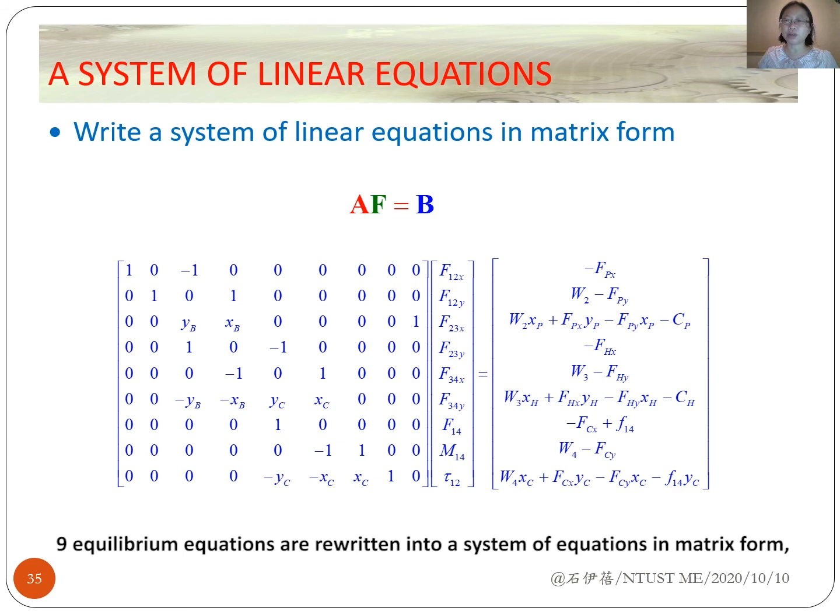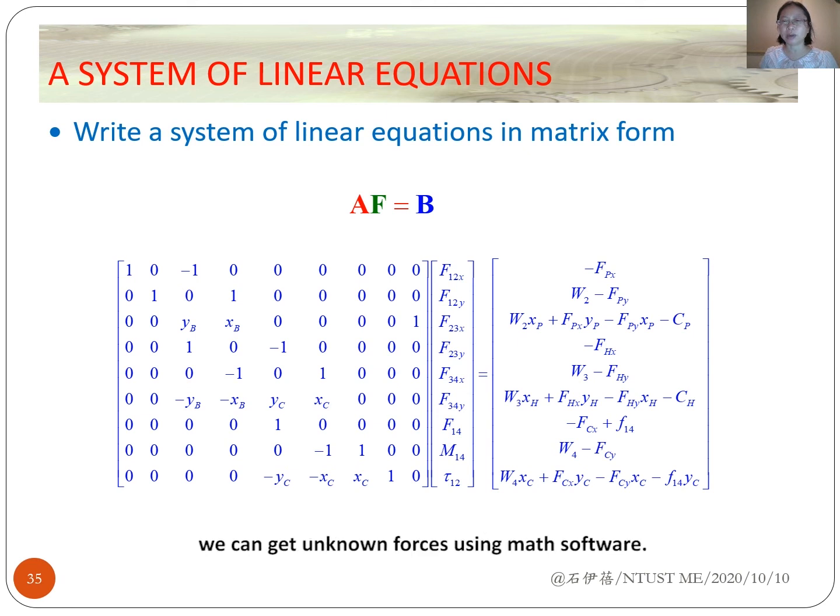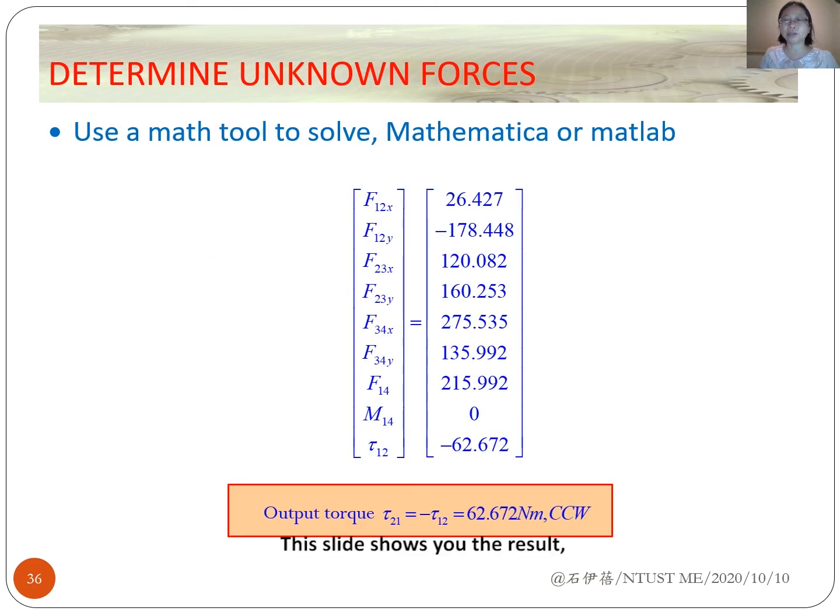The 9 equilibrium equations are rewritten into a system of equations in matrix form, and substituting all known values into the equations, we can get the unknown forces using math software. This slide shows you the results. We get output tau 21 is 62.6 Nm in the counterclockwise direction.